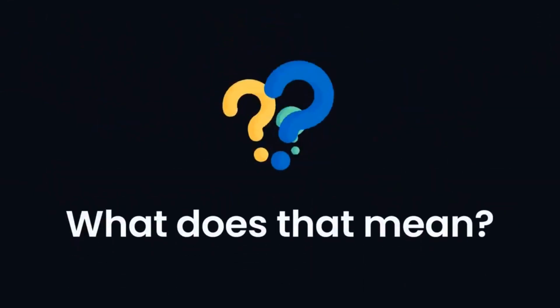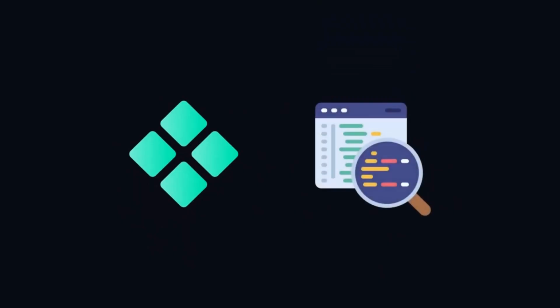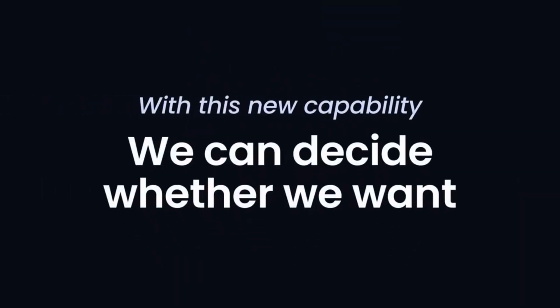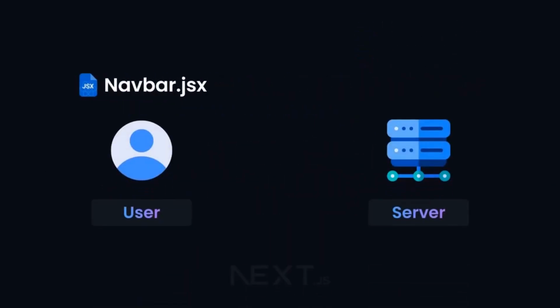Now, what does that mean? And that means that we now have the ability to choose where we want to render specific components or sections of code. For instance, let's consider a component called navbar.jsx. With this new capability, we can decide whether we want to render it on the server side or the client side, in the user's browser.